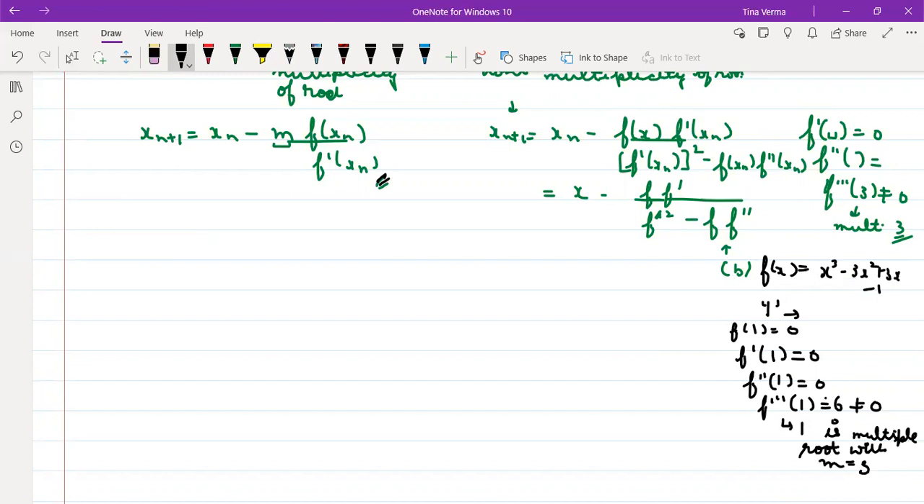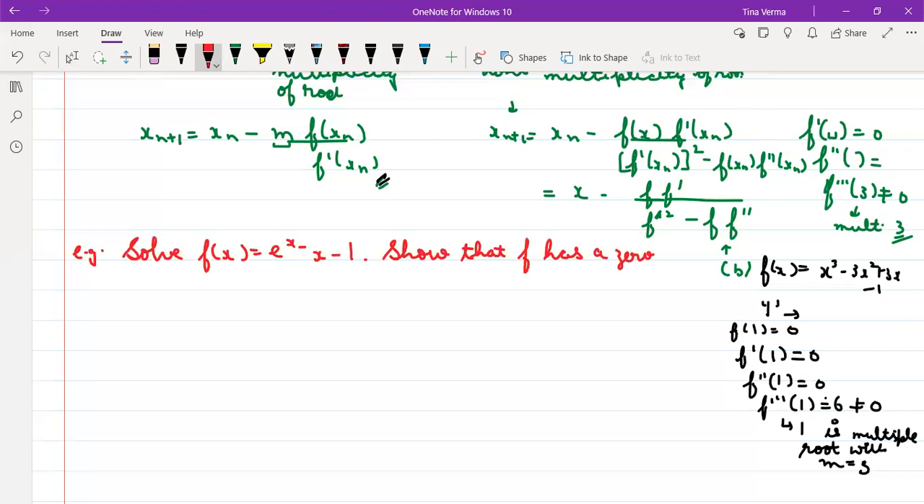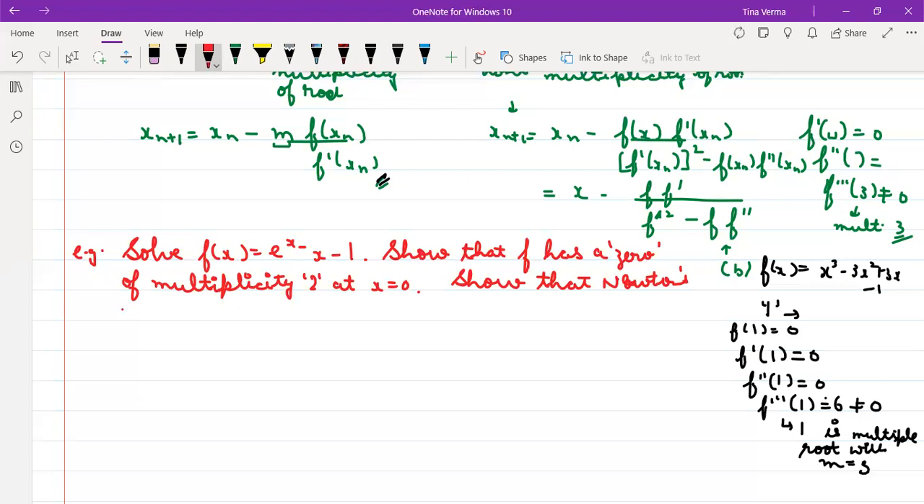We can solve one example. The question given to you: f of x is equal to e to the x minus x minus 1. Show that f has a zero, zero meaning root, right, of multiplicity 2 at x equal to 0. Show that Newton's method, when you take x naught equal to 1, converges.